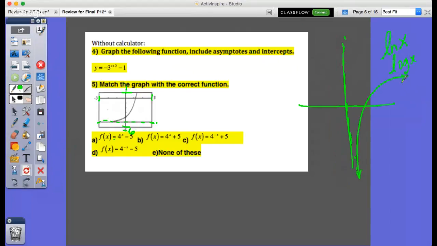Okay. So how would I shift this left 2? Yeah. So what would I do with this? Plus 2. Let's say this exactly. Inside, if I was shifting this left 2, you would have ln of x plus 2. That would shift this left 2.